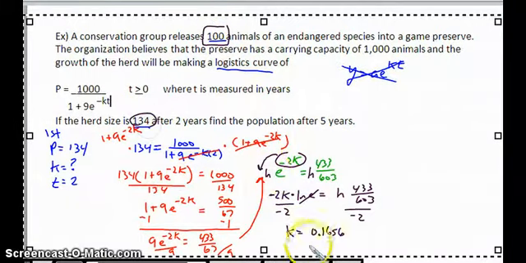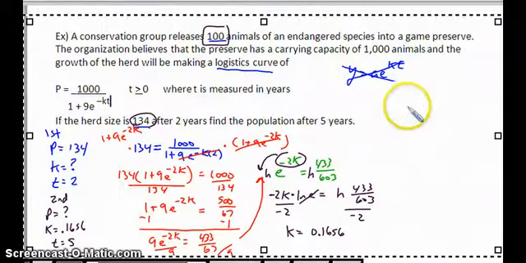Okay? So now what I want to do is I want to find the population after 5 years. So the second time that I do this, I want to find the population. So I want to know what p is. I know what k is, 0.1656, and t is 5 years. So I'm going to use this information and plug it into there to solve. So let's do that over here.